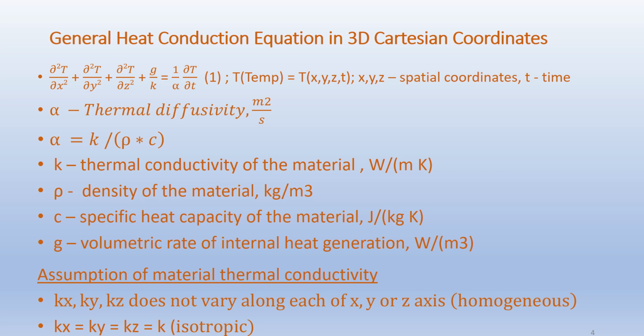Our assumptions regarding the material thermal conductivity are given below. The thermal conductivity along the x direction, Kx, remains constant. Likewise, the thermal conductivities along the y direction, Ky, and along the z direction, Kz, remain constant, and this is the homogeneous condition. Also, since we have Kx equals Ky equals Kz equals K, we are complying with isotropic conditions as well.